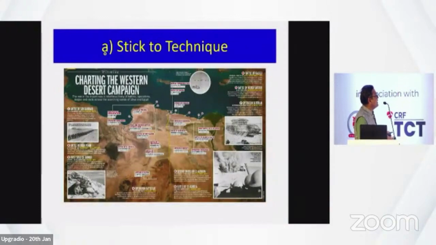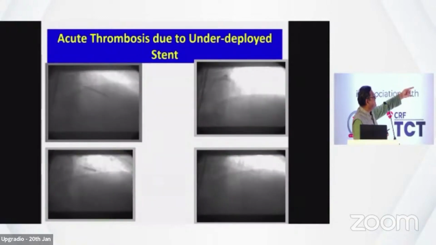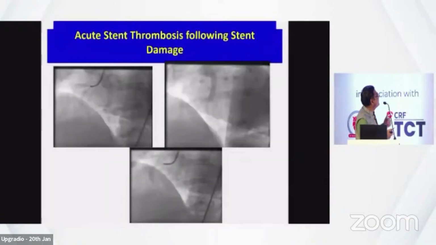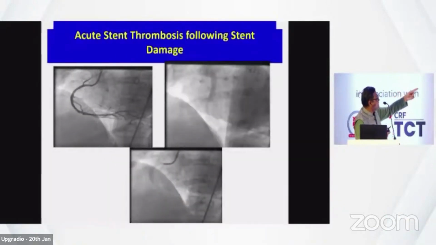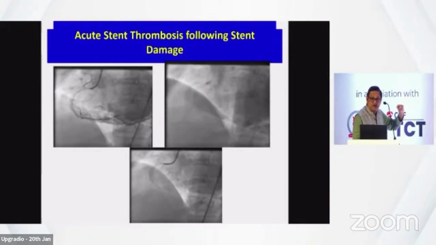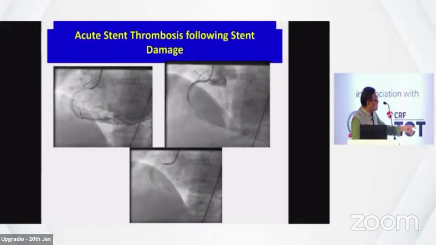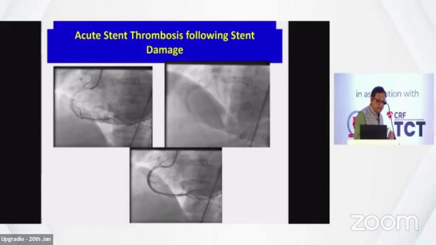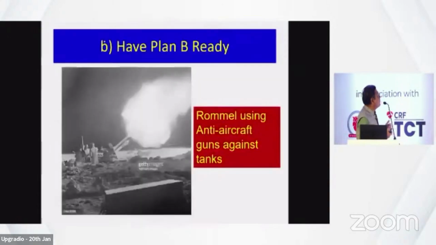Finally, as I said, technique is important. And here there was a case of an under-deployed stent. Technique was not followed. No post-dilatation was done, and there was an acute thrombus. So acute thrombosis happened because proper post-dilatation of the stent was not done. Here is another case where there is damage to the stent struts because it was over-dilated. Then one had to put another stent inside this stent to cover up this huge thrombus that had been formed. So again, the proper technique was not followed.